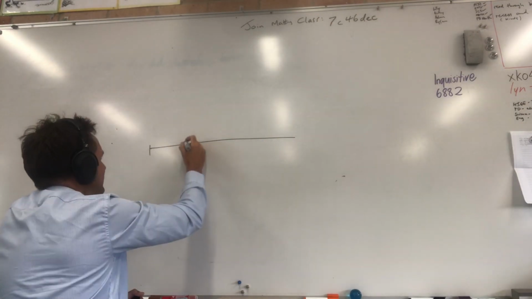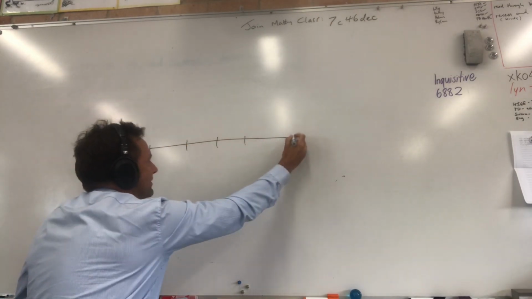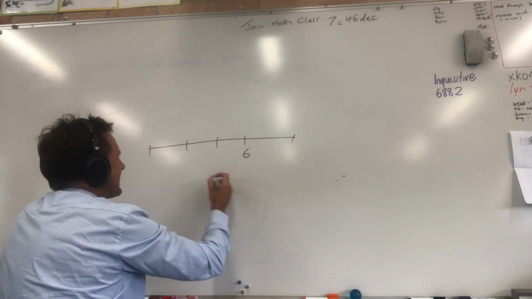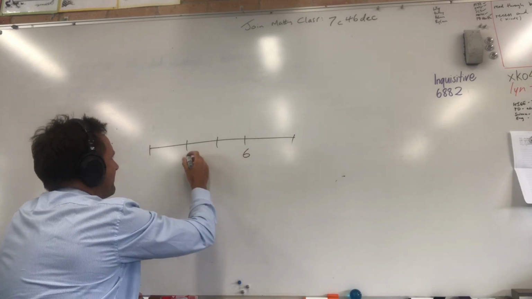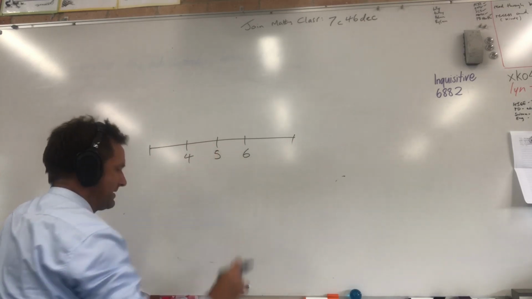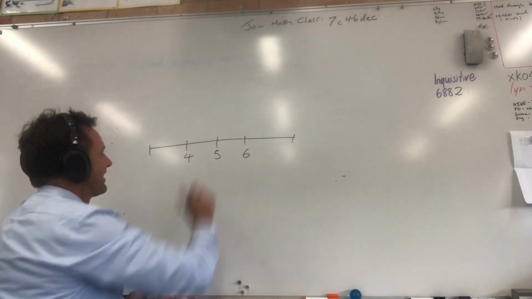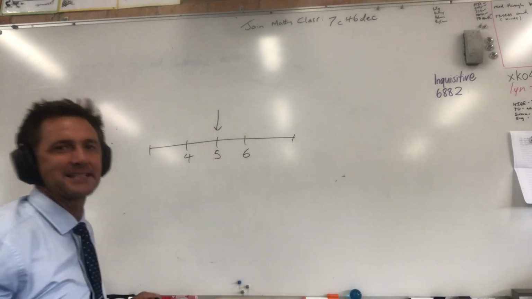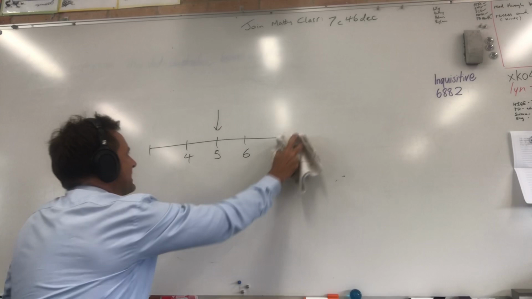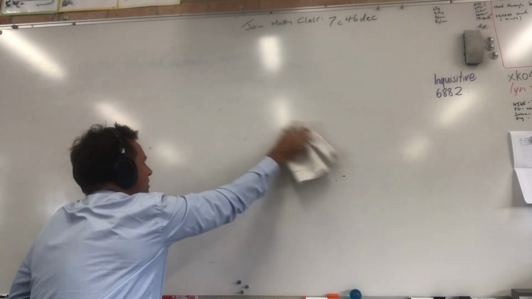Let's go, you've got 6 there, you've got 4 there, you've got 5 there. You can see that this number's 5. That's going to be easy. So we're looking at writing numbers on a number line, but it can get a bit more complex. Let's look at a more complex example.